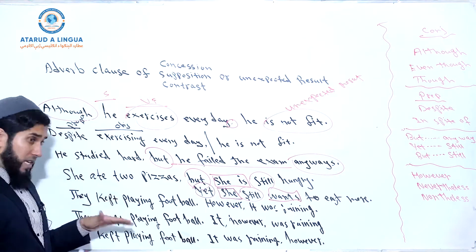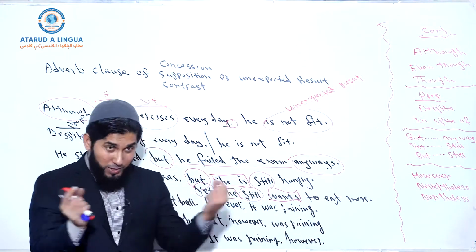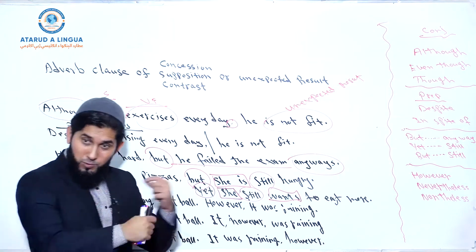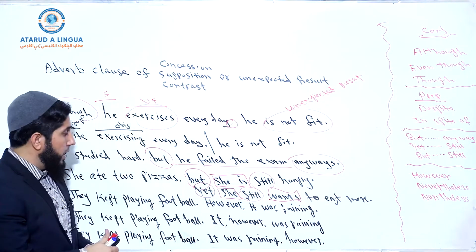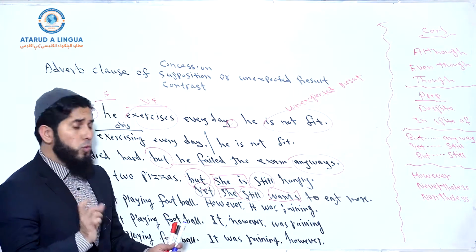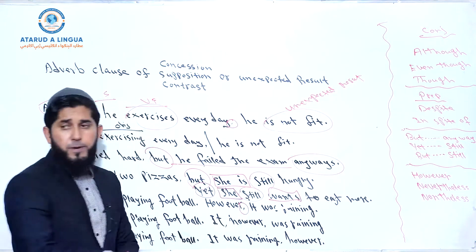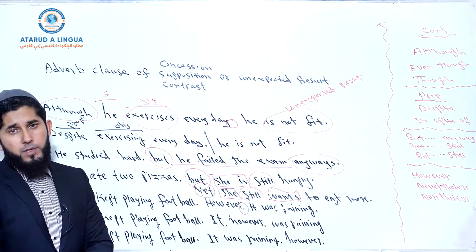There's one idea, they kept playing football. That's one idea. And it was raining. That's another idea. But it joins the 2 ideas between these 2 sentences, right? Okay, so the first usage of transitional words: you can use your transitional word at the beginning of the second sentence, and it should be followed by a comma. This is one way.